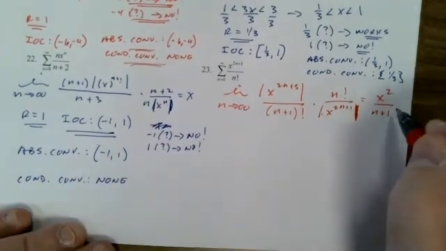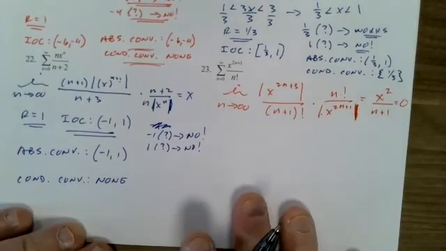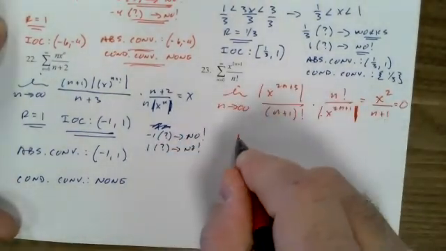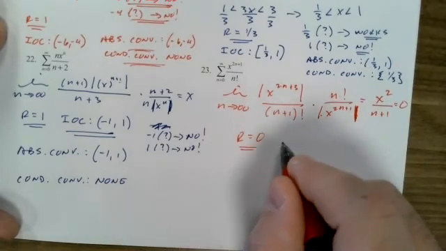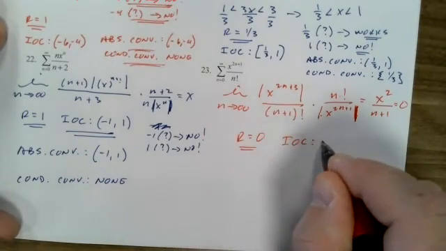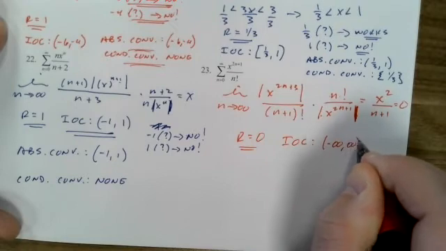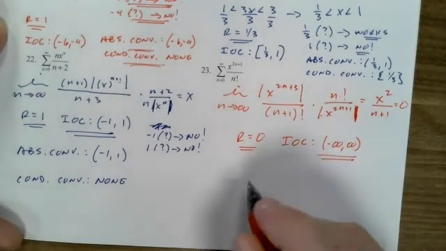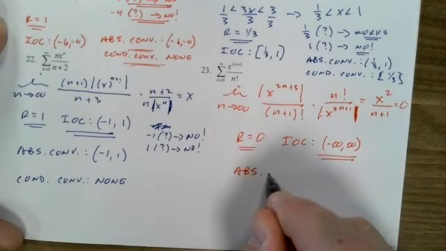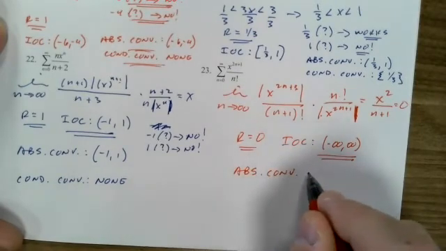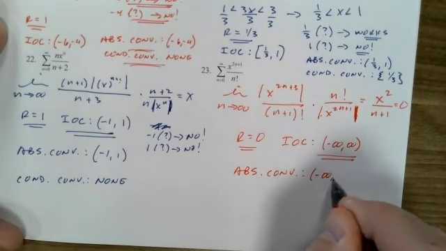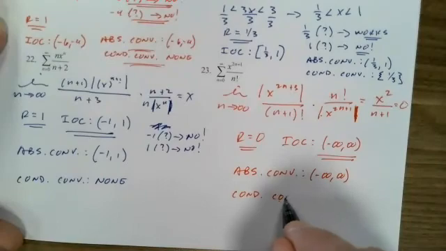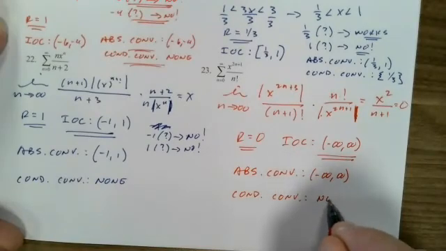All right, as this goes to infinity, this is 0. So it doesn't matter what I put in for x, it's going to converge everywhere. R equals 0. Interval of convergence is from -infinity to infinity. Absolutely convergent from -infinity to infinity, and then conditionally convergent, none.